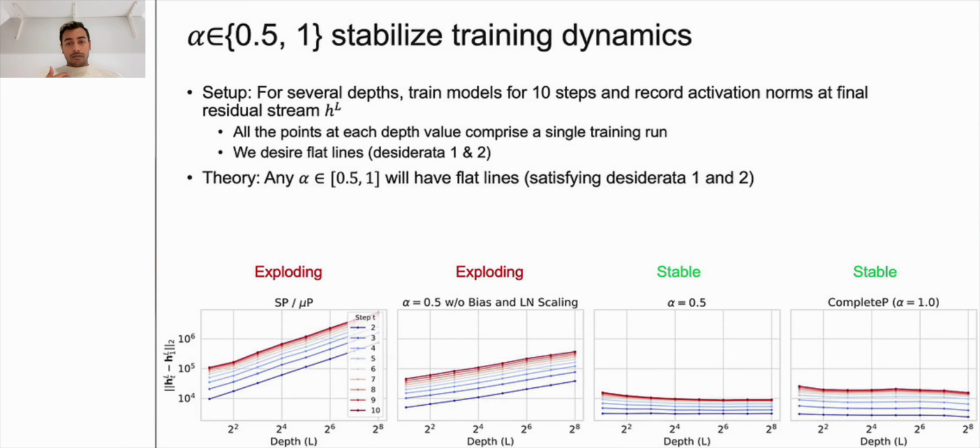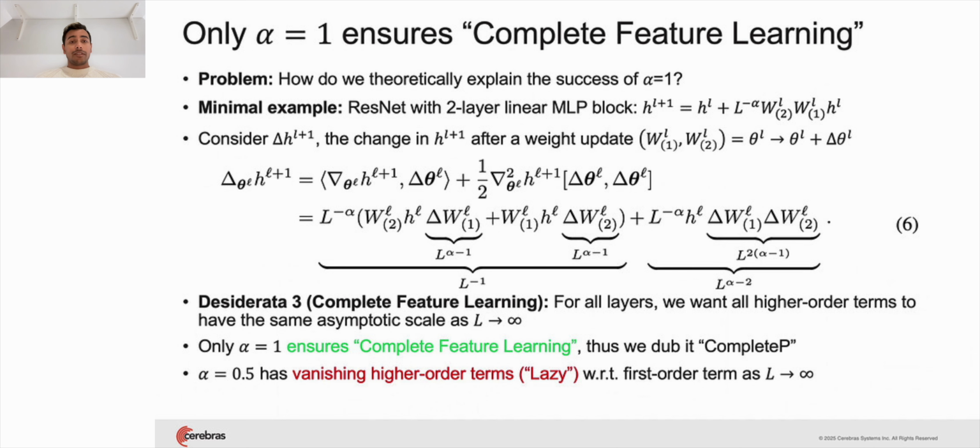But with our derived corrections for the bias learning rate and the layer norm affine parameter learning rates, you can find that alpha half is also able to stabilize training dynamics. And finally, we find that CompleteP, or alpha 1, stabilizes training dynamics. We've shown that multiple alpha values can stabilize training dynamics. So how do we theoretically explain the success of alpha equals 1?